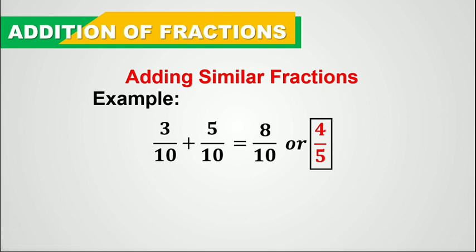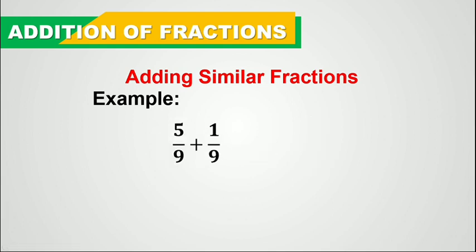Alright, now let's try one more example. What about this? Let's add 5 over 9 and 1 over 9. Again, just copy the same denominator, which is 9, and then just add the numerator. So 5 plus 1 is 6. And 6 over 9 is still reducible, so we're going to divide the numerator and the denominator by 3. So 6 divided by 3 is 2, and 9 divided by 3 is 3. Therefore, the lowest form of the answer is 2/3. So this will be our final answer.